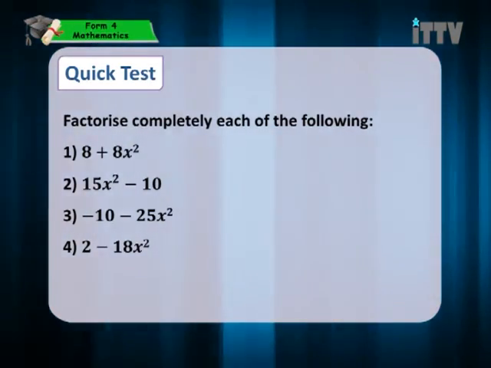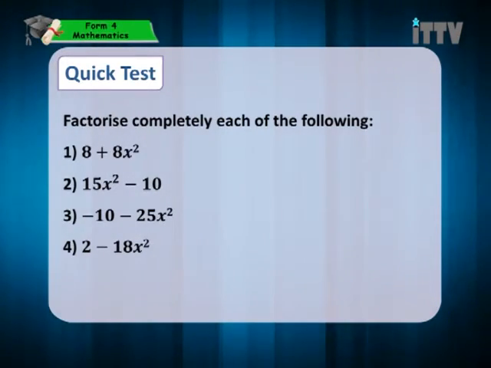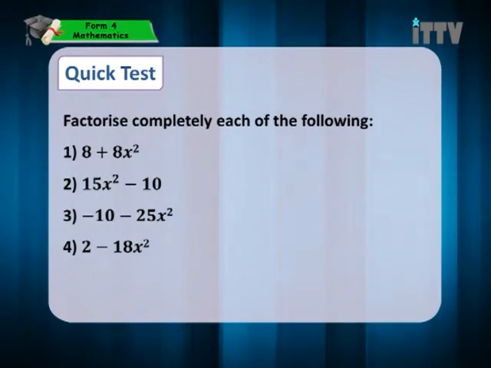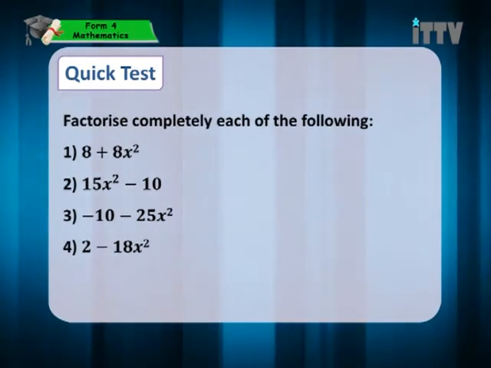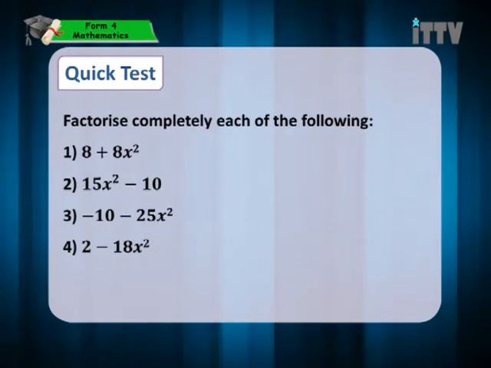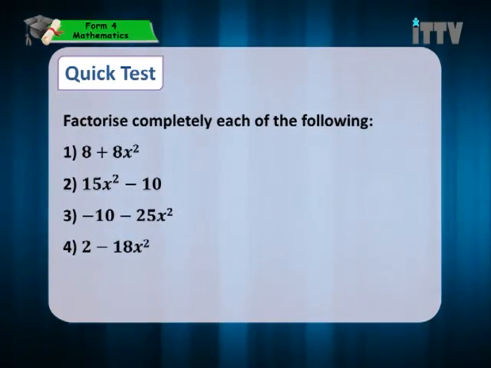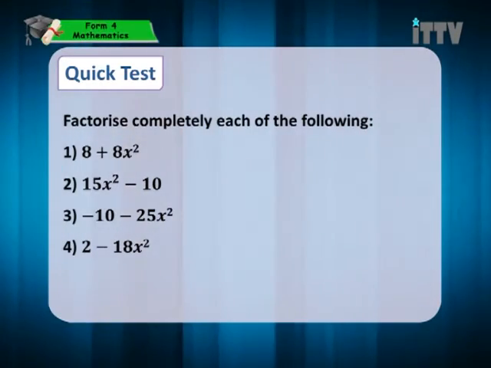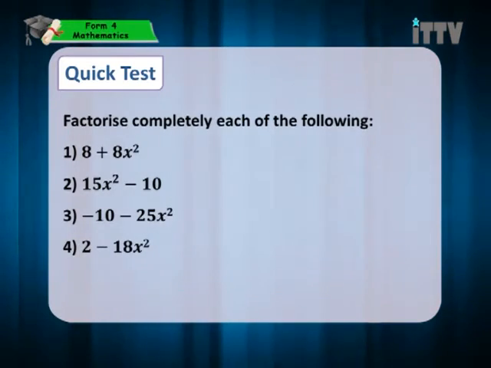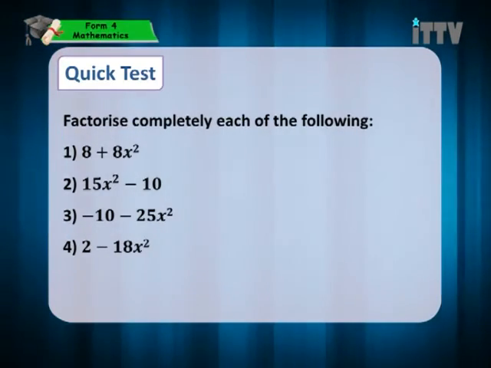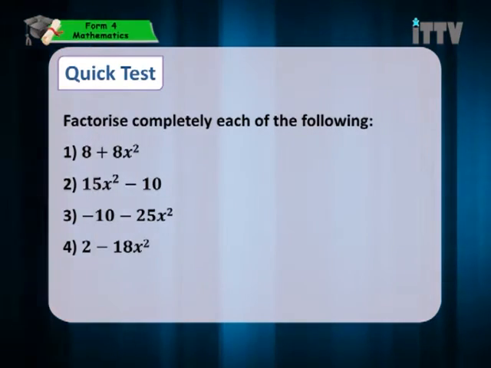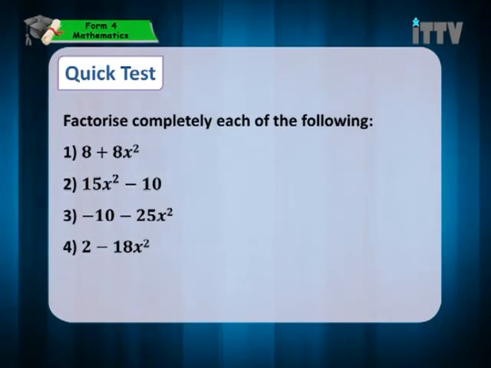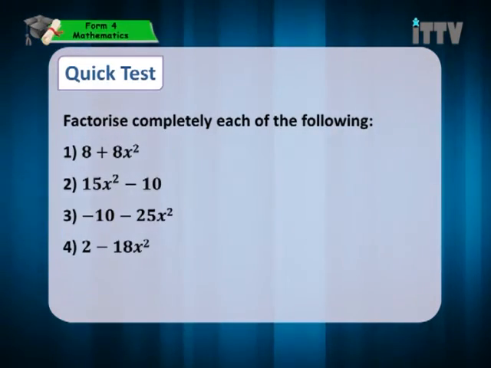Alright students, now it's time for our quick test. And it's time to do by yourself. Alright, factorize completely each of the following. Alright, number 1, 8 plus 8x squared. Number 2, 15x squared minus 10. Number 3, minus 10 minus 25x squared. And number 4, 2 minus 18x squared. Alright, now I want you to try by yourself.